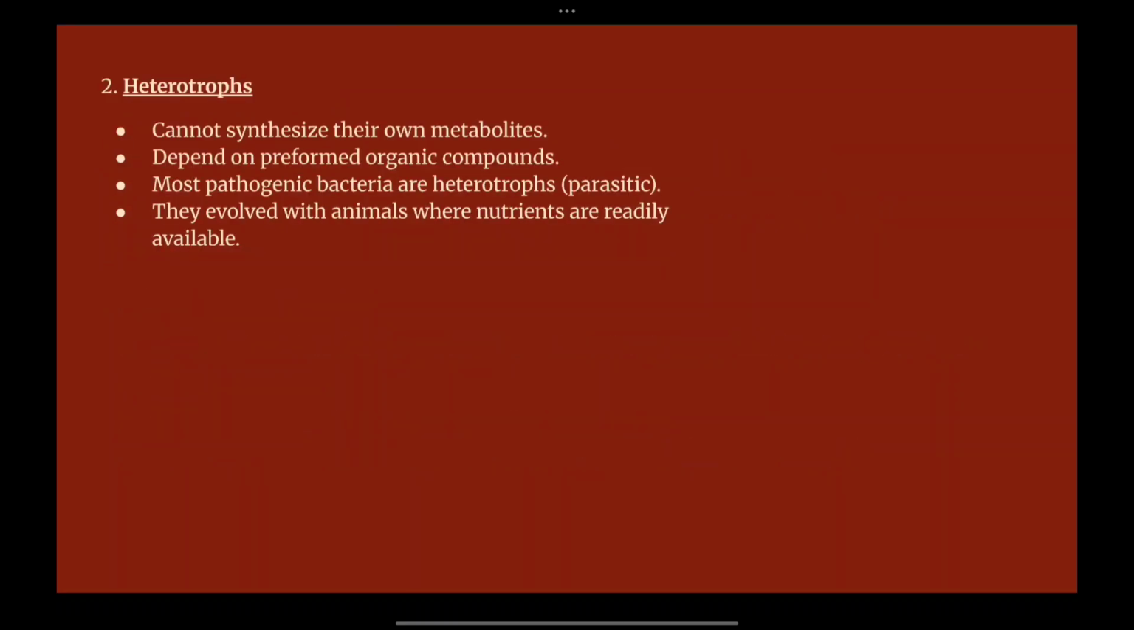Moving to the second type of nutrition-based classification of bacteria. Heterotrophs don't synthesize their own metabolites. They don't cook their own food. So they are dependent on certain organic compounds, and sometimes these heterotrophs can be pathogenic or parasitic. So they derive nutrition by killing other bacteria or organisms. Now these have evolved with animals where nutrients are readily available. So they are very strongly related with animals because animal nutrients are readily available for the bacteria to grow easily.